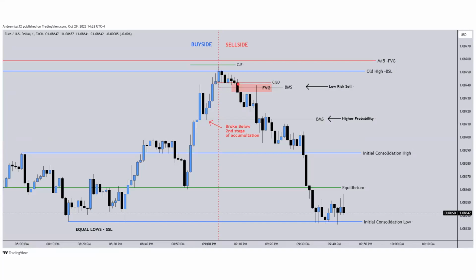And then we leave this fair value gap. Price then drives up into that fair value gap. This is your low risk sell after that smart money reversal.